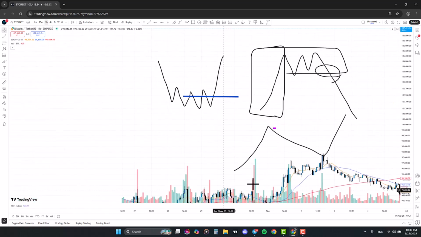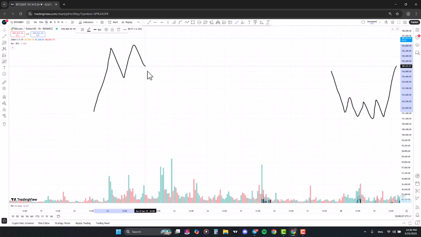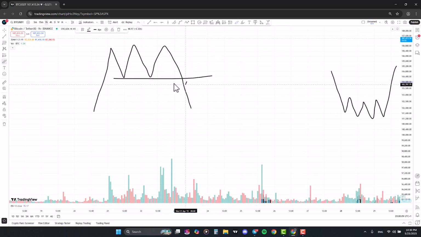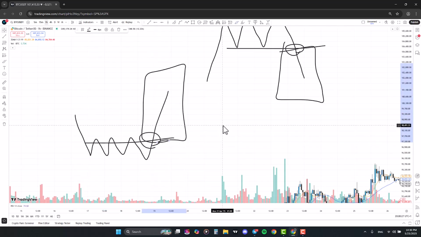confirmation. The next part is the trend phase. The trend phase comes exactly after the accumulation phase and the distribution phase. After it breaks out, it enters this phase where the breakout happens, price moves upward, and we enter a bullish trend. This is called the trend phase.